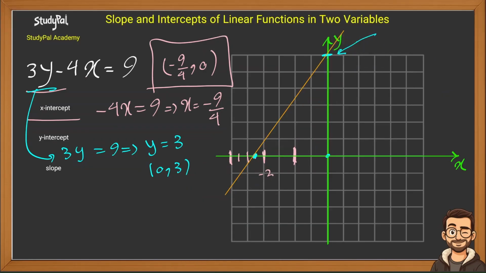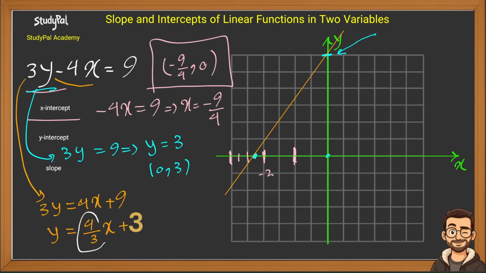Now, let's go back to the question of the slope of this line. To do that, we need to isolate y on the left-hand side. So we have 3y equals, minus 4x should go to the right-hand side, and we have plus 4x and plus 9. It was already there. Now let's isolate y. And here is the slope of our line. So the slope is 4/3.